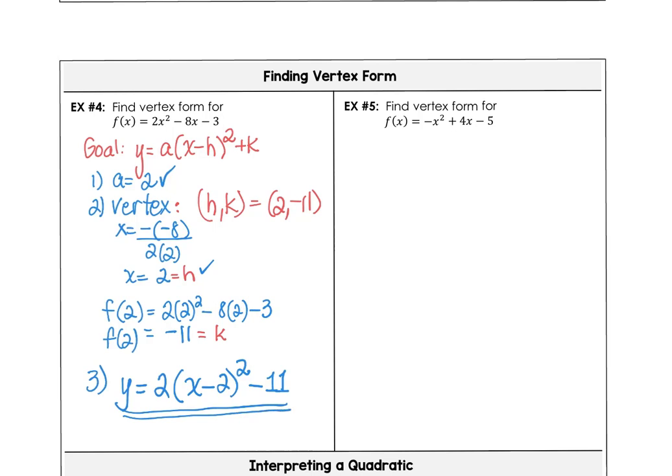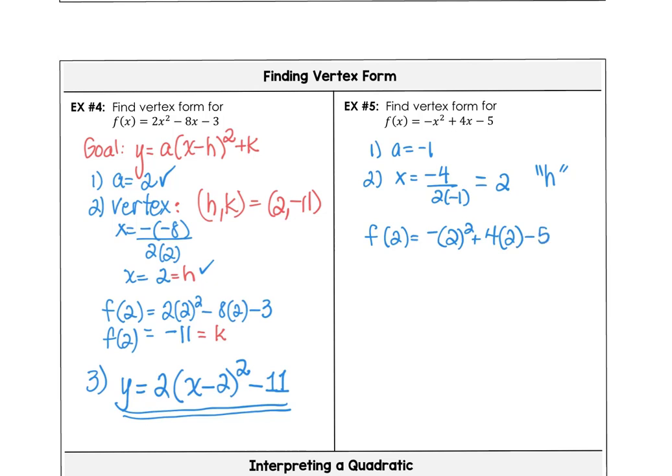You may want to turn off the video and try example 5 on your own, then come back to check your work against mine. I know my a value is negative 1, and x is the opposite of b over 2a, so our x value is 2, which is the h coordinate. Then substituting the f of 2 into negative 2 squared plus 4 times 2 minus 5 gives us negative 4 plus 8 minus 5. So the f of 2 is negative 1, and this is our k value.